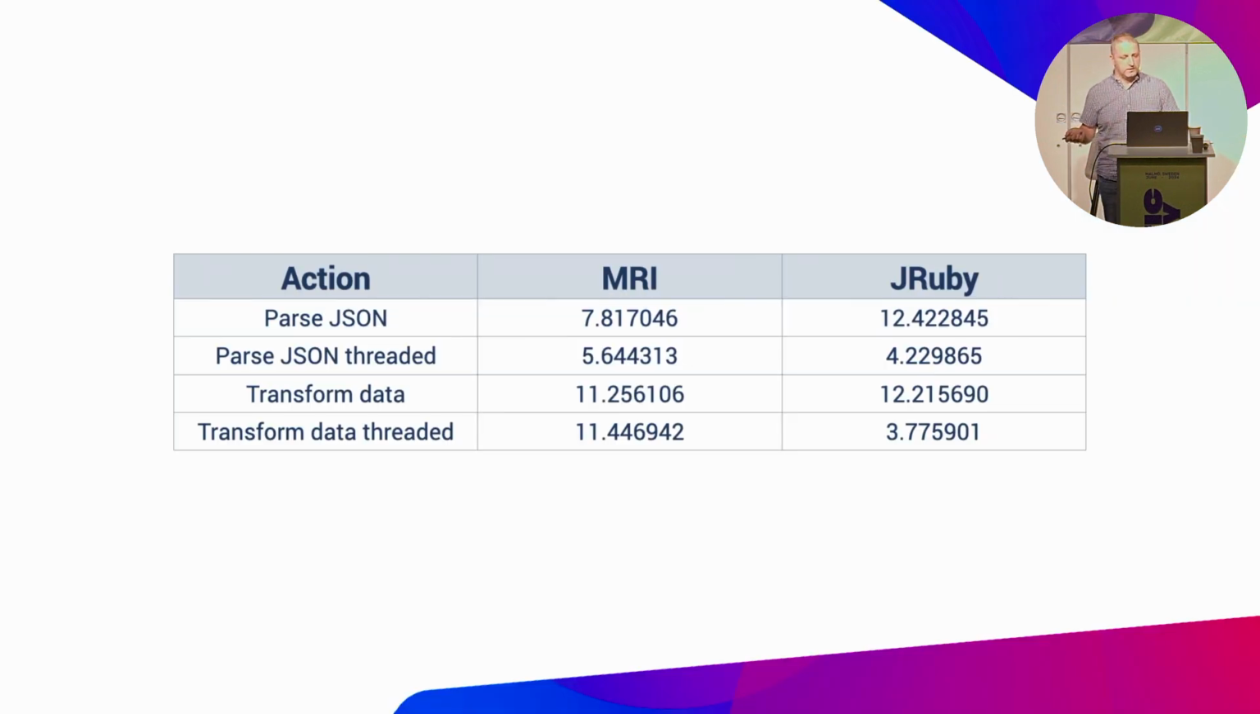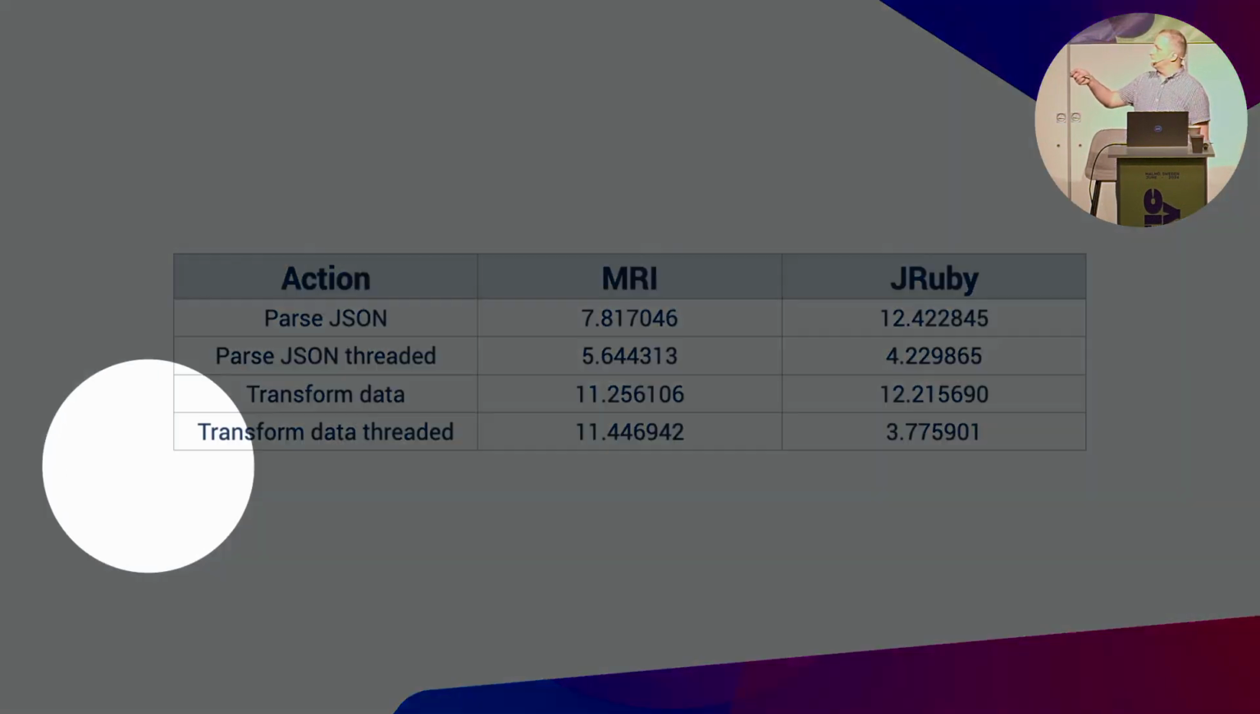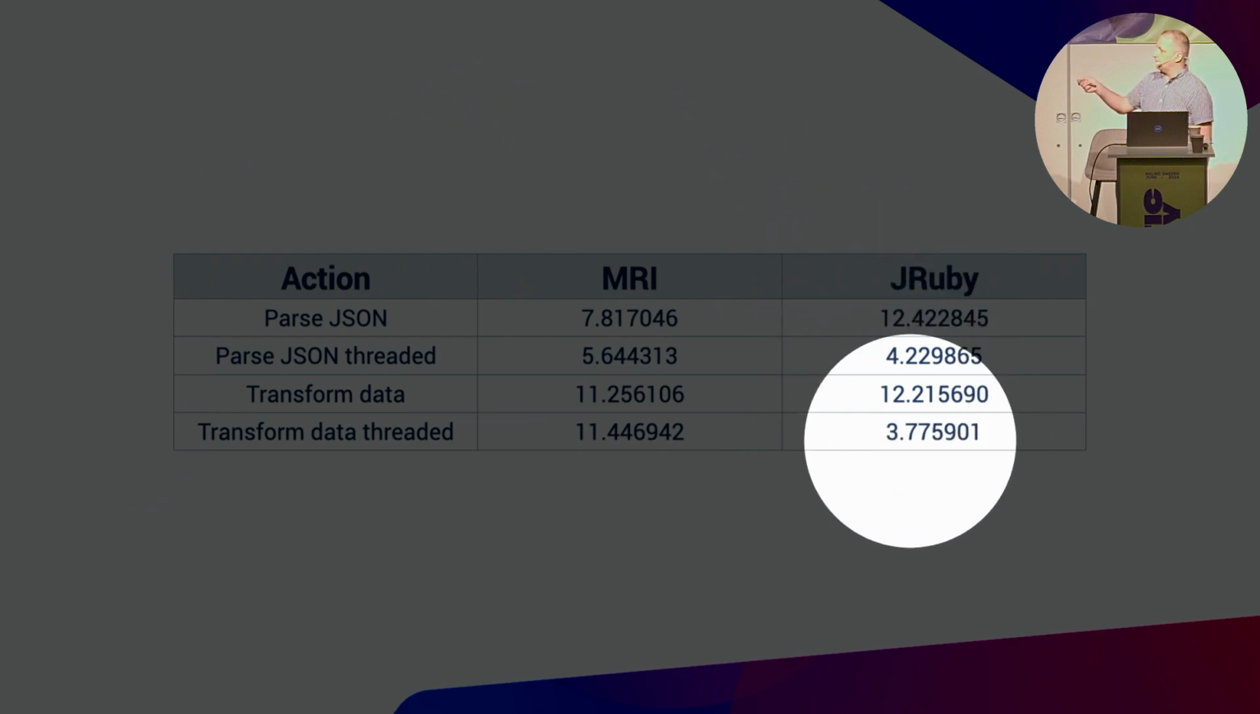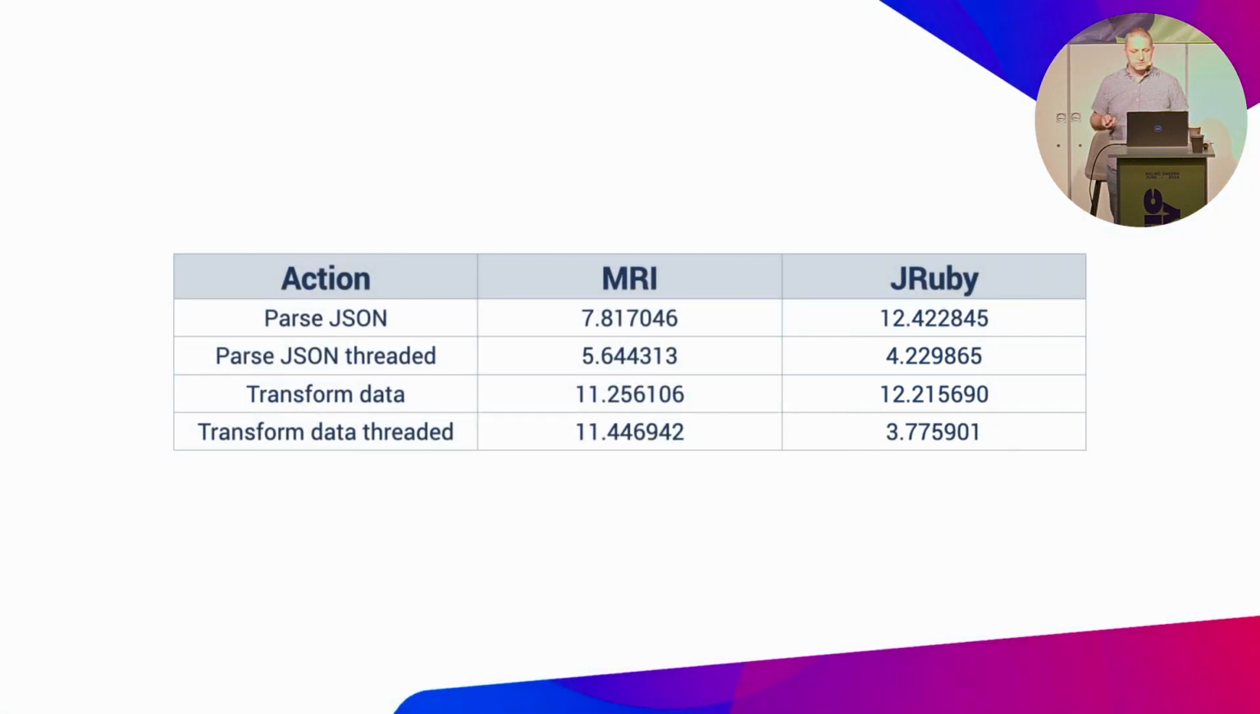So let's add to the table. We can see for the JSON parse, we got 3 times better results. For the transformation, almost 4 times. So yeah, JRuby gave us a boost. So very easy. We achieved what we wanted. So okay, thank you.